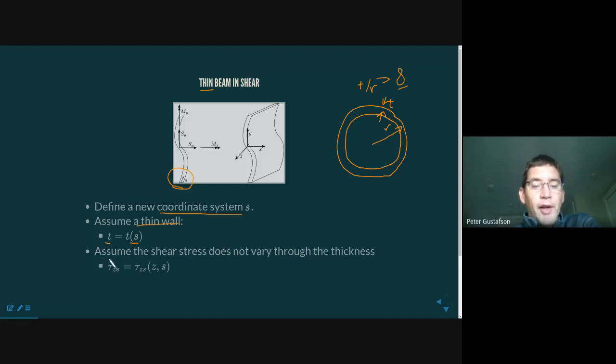Here's the last one, and this is perhaps the most important, and one that I feel I might have to convince you about a little bit. That is that the shear stress does not vary through the thickness. Okay, what do I mean? So let me go back to this drawing that I put up here and erase some of the unnecessary stuff. Here at this point, there is shear.